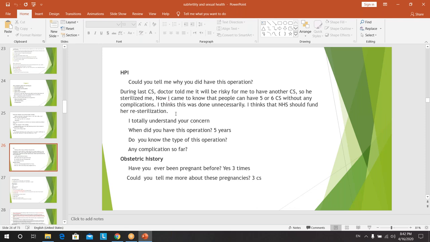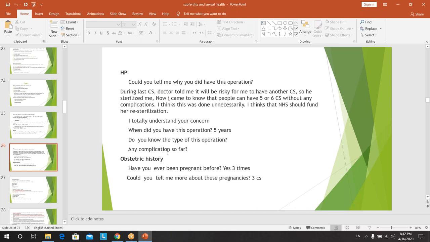This is an important question about the operation of sterilization. When did you have this one? What is the type of the operation? Yes, you mentioned this question. Any complications so far? Because the success of the reversal of the sterilization will depend on the woman's age, and since when she had this operation, what procedure was used and the remaining length of the tube. Okay, so now you analyze the complaint, history of present illness. Could you tell me why you had this operation, and when, and what type of the operation, and any complications?